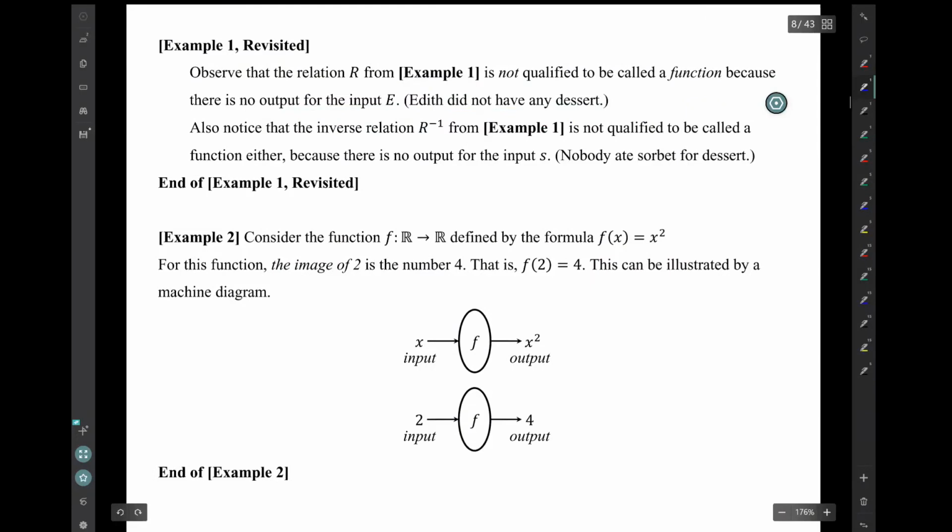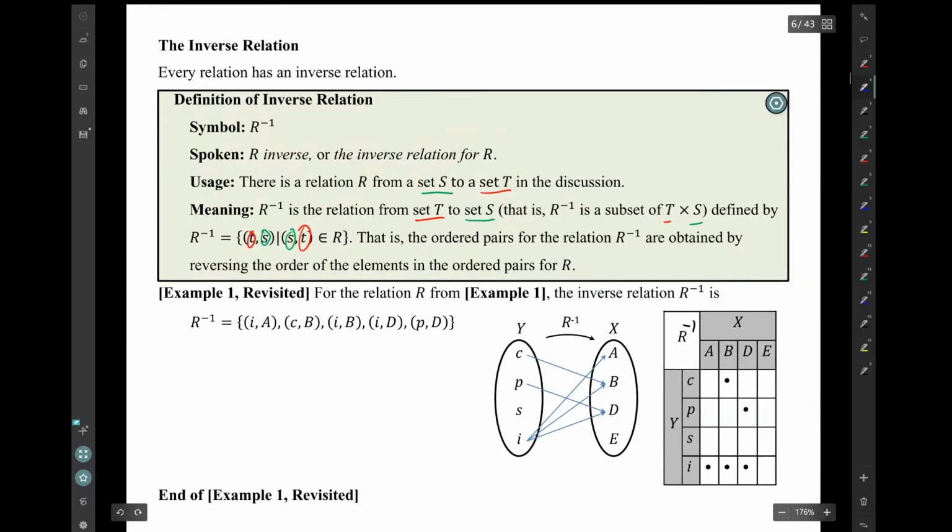Notice that the inverse relation, capital R inverse, is a perfectly good relation, but it's not qualified to be called a function either. Here's the relation capital R inverse. Notice for this relation, there's no arrow coming out of the letter little s. That indicates that nobody had sorbet.